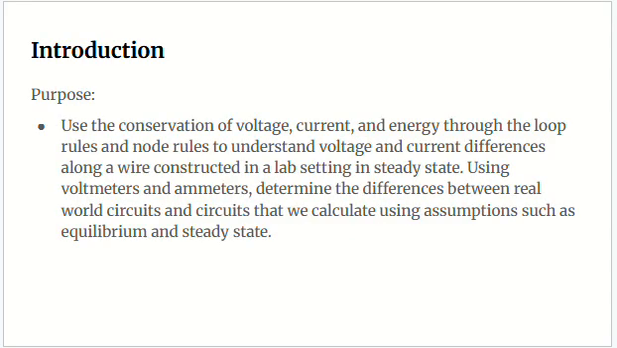Let's get into it. We're going to keep this introduction brief, but basically we're using conservation of voltage, current, and energy through loop rules and node rules to understand the differences between the wire that we made in a lab setting versus an idealized wire in an idealized setting. We're going to be using a couple of assumptions such as equilibrium and steady state. We'll see how that affects our calculations.